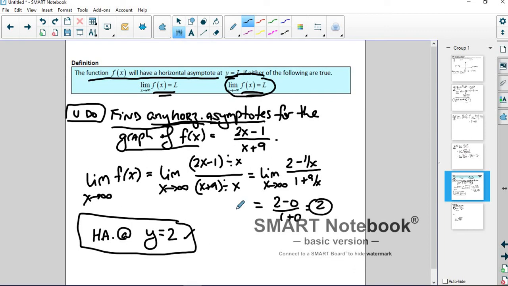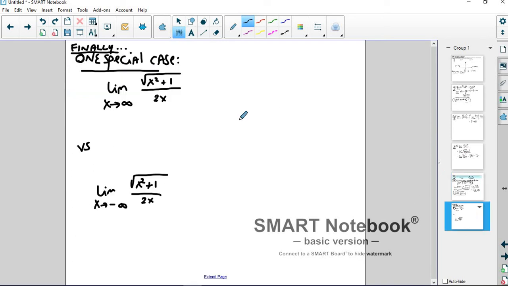But if you just look at the coefficients and you just report y equals 2 with no limits as x goes to infinity at all, you're not going to get credit for it. Just like you're not going to get credit for the vertical asymptotes if you don't show me infinite limits. And so here's an example of why. Here's a special case. All right.